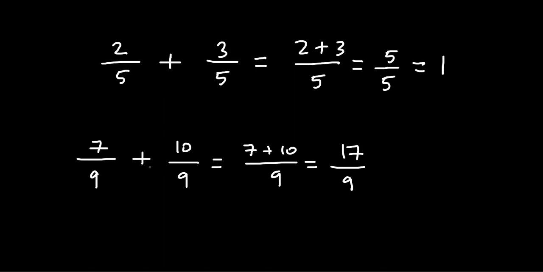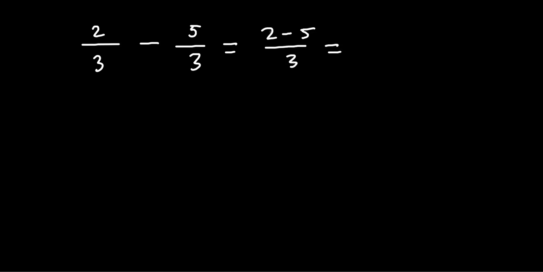Now, if you had to subtract two fractions that had the same denominator, you would just do the same thing as before. So for example, let's subtract 2 over 3 and 5 over 3. So since they have the same denominator, you just subtract the numerators. So you do 2 minus 5 over 3, and 2 minus 5 is minus 3, so that becomes minus 3 over 3. And since 3 over 3 is 1, that becomes minus 1.